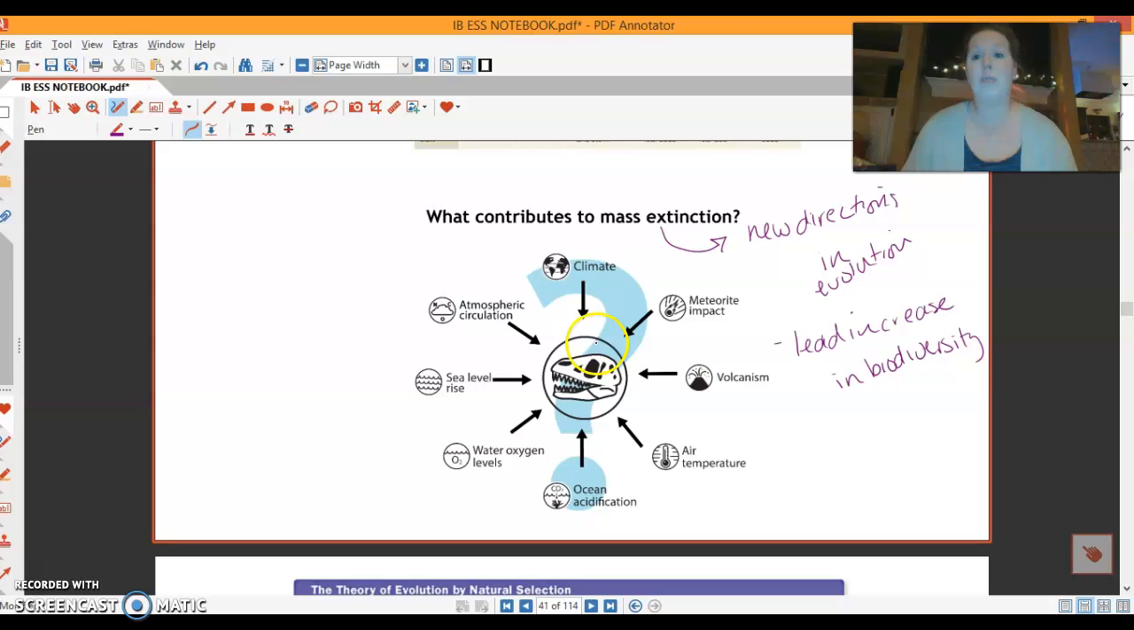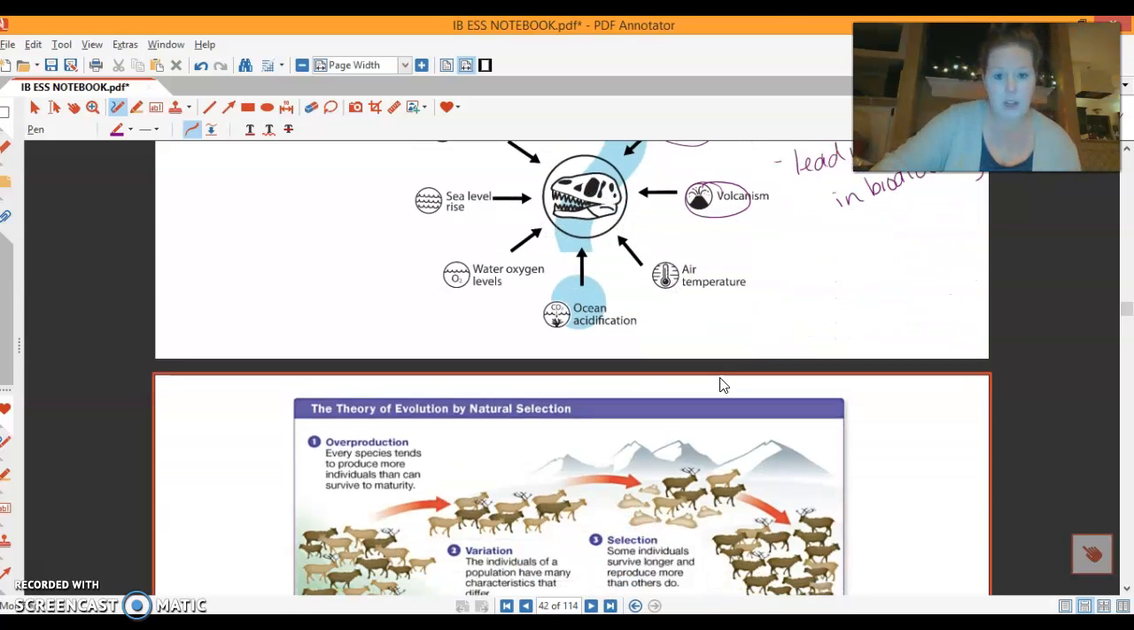Okay, pick 3 of these to memorize. So, you know, if I was going to take the test, I would remember climate, a meteor impact, and volcanoes. But you pick which 3, doesn't matter to me. Okay, all right, so let's go down to the next page.